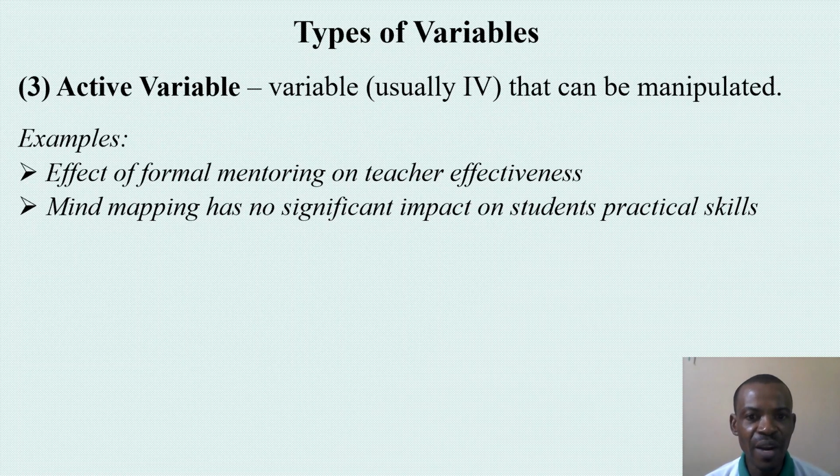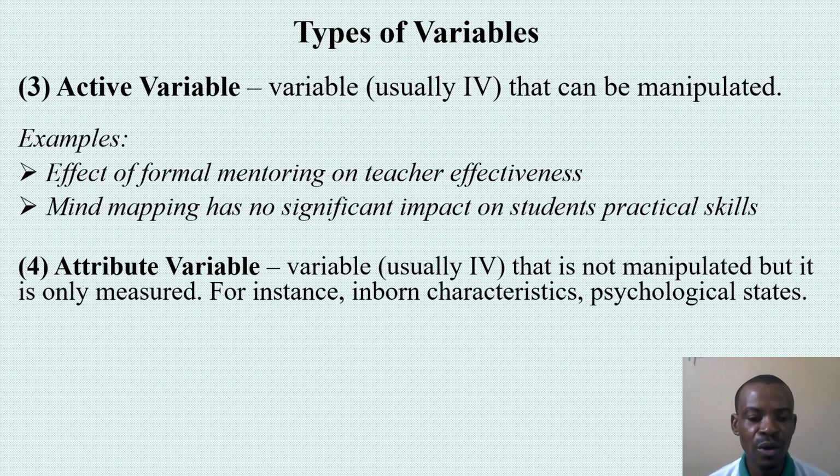So any independent variable that you do not manipulate, but just measure because it causes change on the DV, is called an attribute variable. An attribute variable is another type of independent variable that is not manipulated, but can only be measured because it causes a change in the DV. Examples of such variables are inborn characteristics or our psychological states of mind.